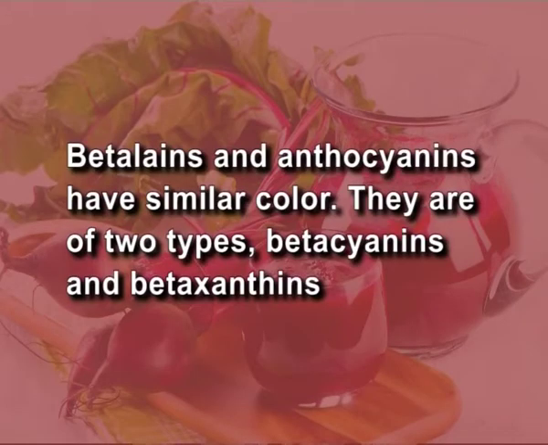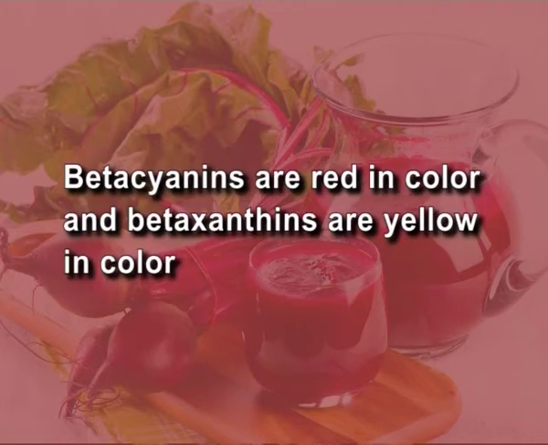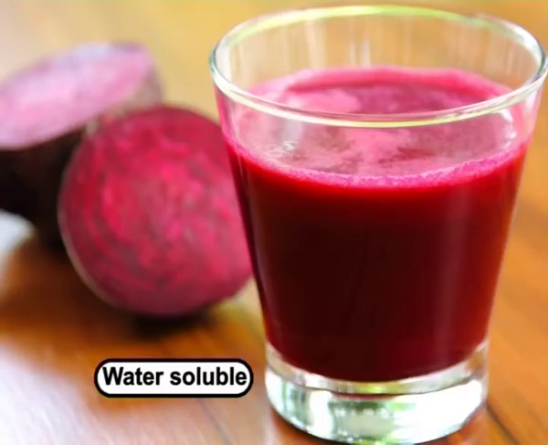Betalains and anthocyanins have similar color. They are of two types, betacyanin and betaxanthin. Betacyanins are red in color and betaxanthins are yellow in color. Beetroot and amaranth leaves are good sources of betalains. When compared to anthocyanins, betalains are stable over a wider pH range.